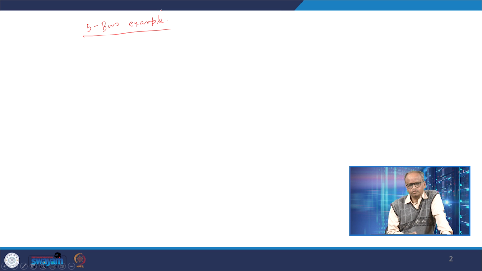To do that, let us take a small example. Let's say a 5 bus example, just as an example. After we understand this, then of course we can always generalize it for any system. So what we have is, let's say, a 5 bus system.